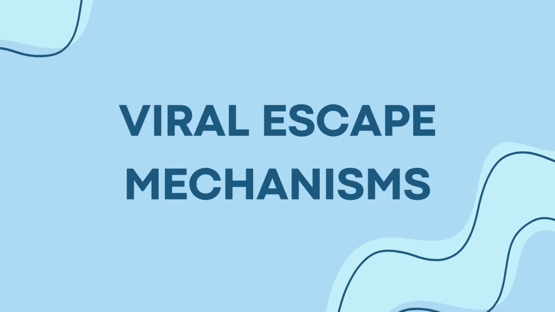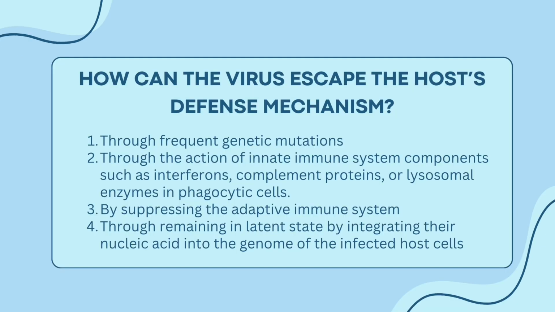Now let's go on to the viral escape mechanisms. So how can the virus escape the host's defense mechanism? First is through frequent genetic mutations. New viral antigens are produced as a result, which the immune system is unable to recognize. As a result of this, the infection manages to get out.